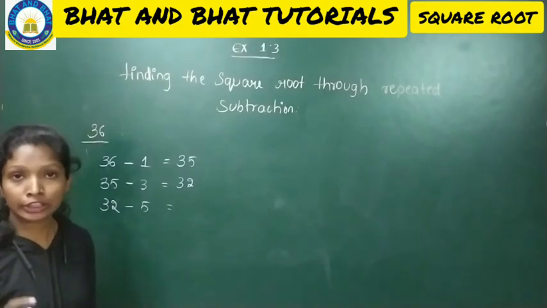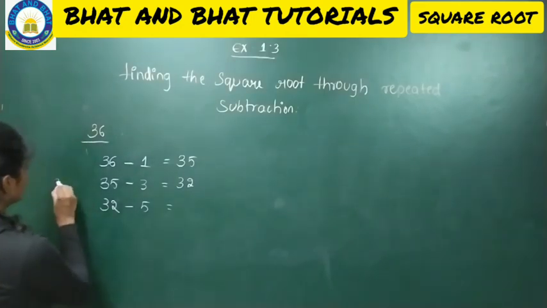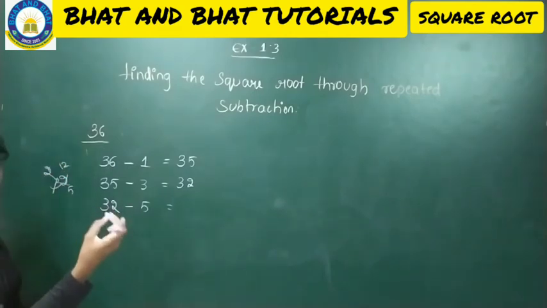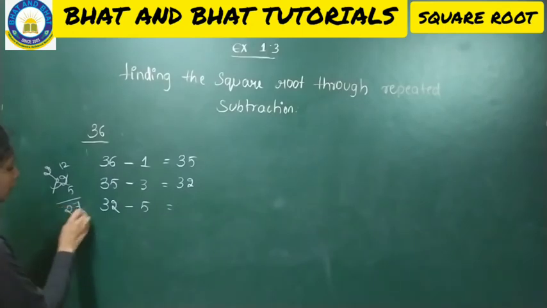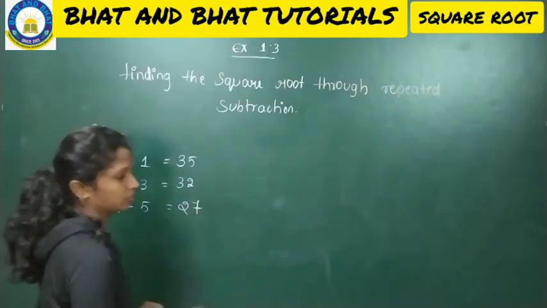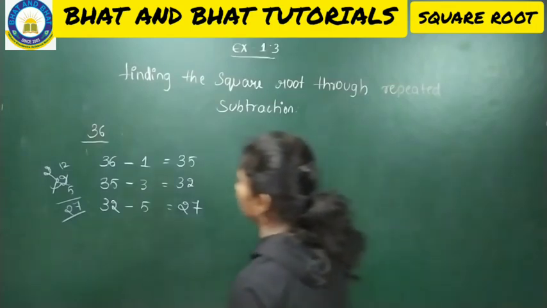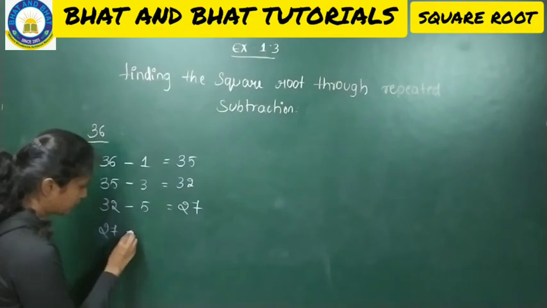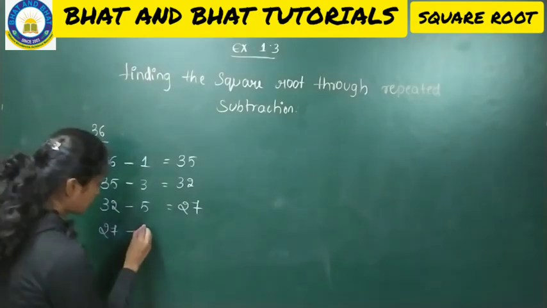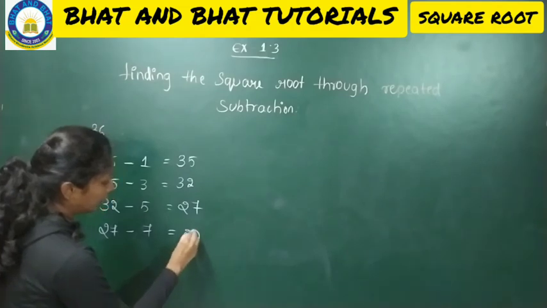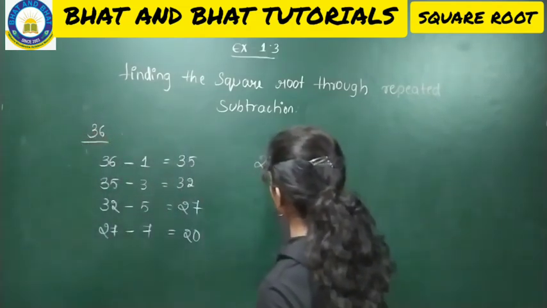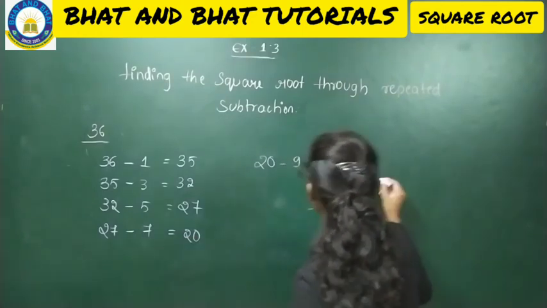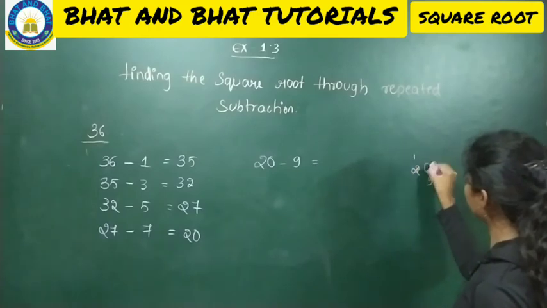So now 32 minus 5. Here it will be 27. So put the 27 here. Okay. So now, whatever the answer you have got, 27, put it here, minus the next number after 5, which is 7. You will get 20. Okay. Put the 20 here. I'll be continuing here. Okay. After 7 the next number is 9. Okay. 20 minus 9 is 11.